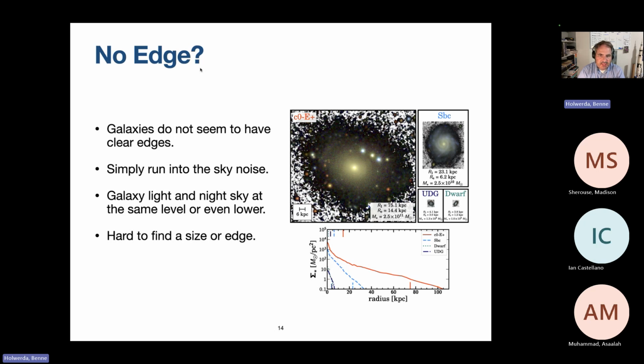So do galaxies have no edge? I mean, it gets fuzzier and fuzzier, and you simply run into the sky noise, but also other galaxies. So there's already another object. So it's like you can't tell. And so it's very hard to fit or say what the typical size is. But we did actually try here.